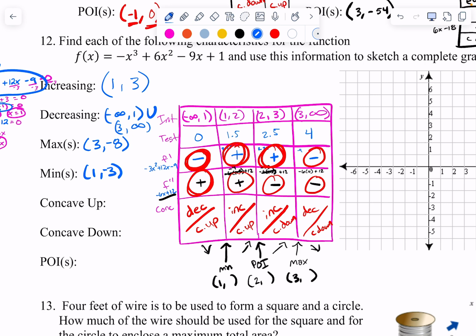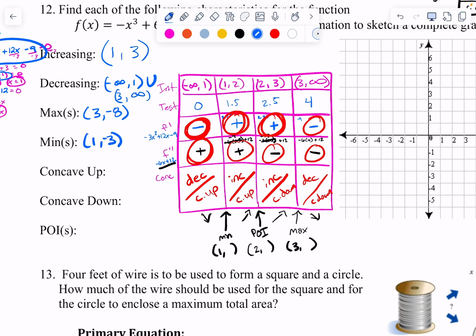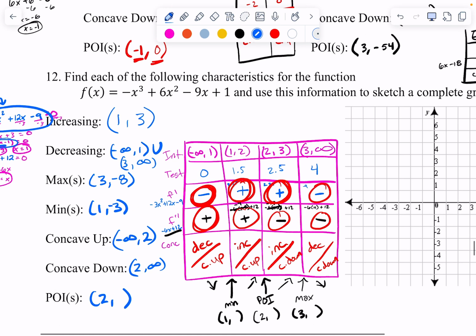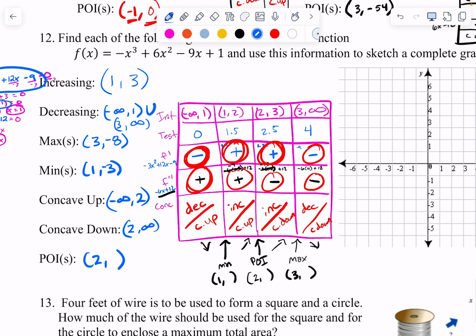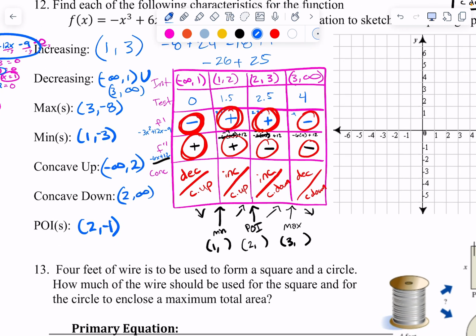Concave up, from negative infinity to 2. He's concave up here and here, so we'll just go the whole way. Concave down, 2 to infinity. And he has a POI at 2 comma something. If we plug it in, you get what? I did negative 8 plus 24 minus 18 plus 1. So 25 minus 26, so negative 1. Cool. Okay, there's our POI.